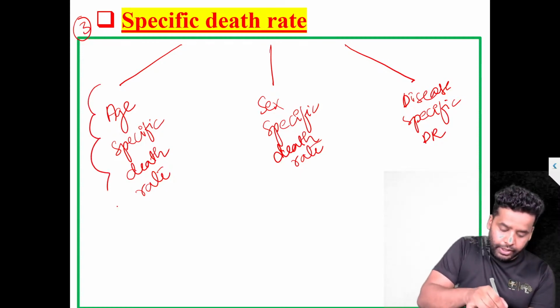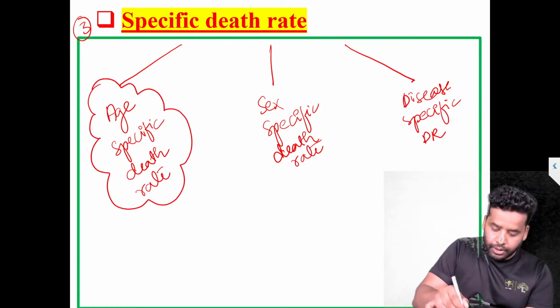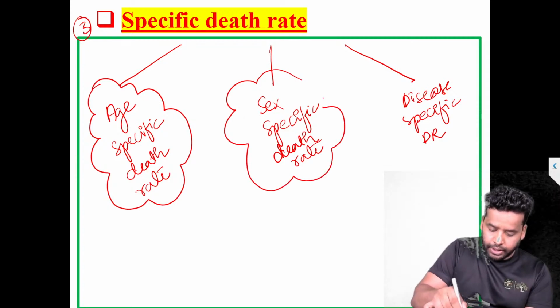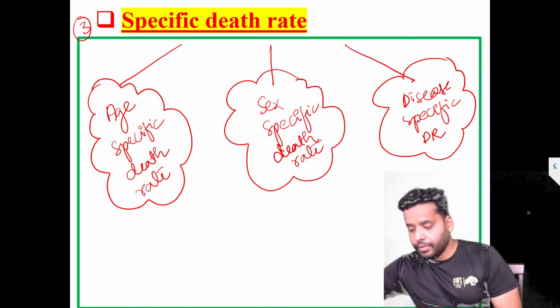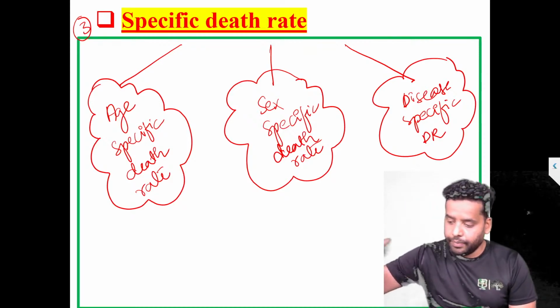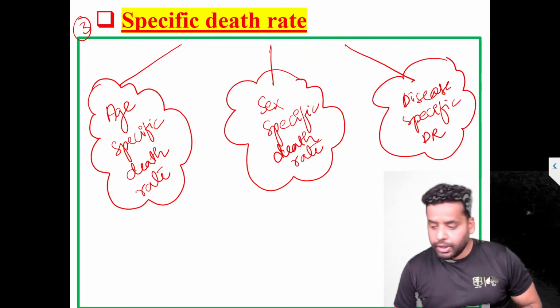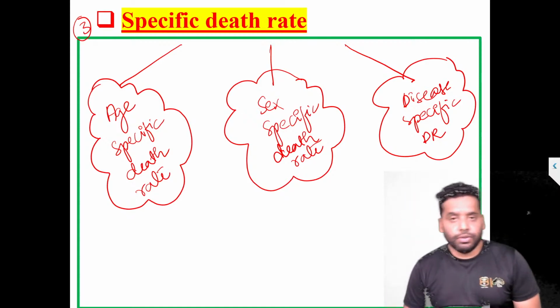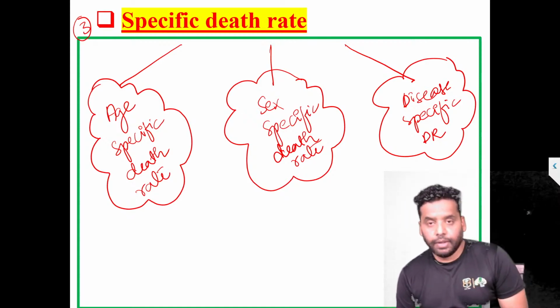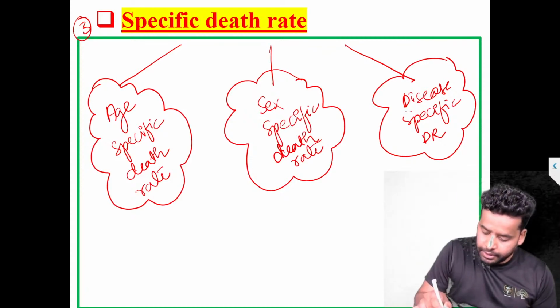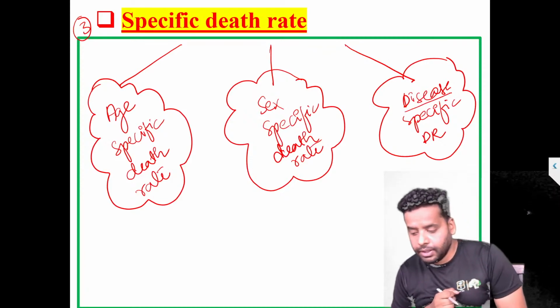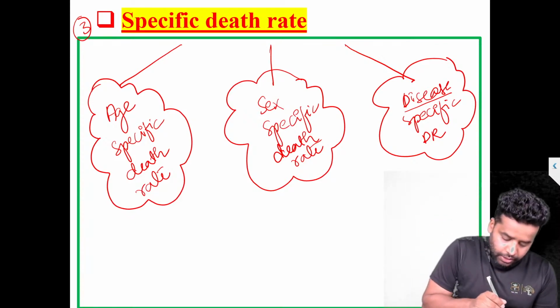Age specific death rate. Good. Sex specific death rate and disease specific death rate. 1, 2 and 3. So 3 things you should know. Let us discuss this one by one. Age specific death rate, sex specific death rate. The third is disease specific death rate.